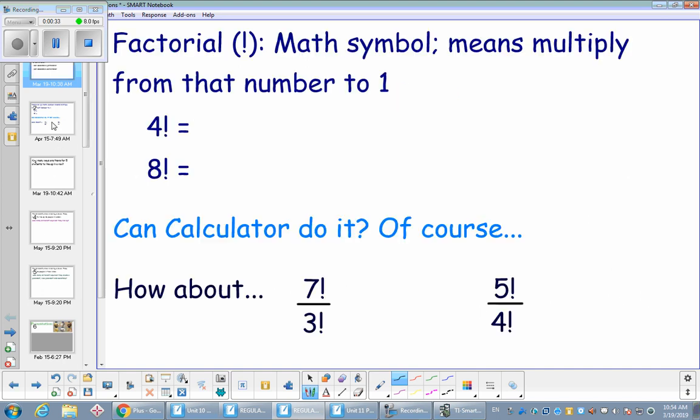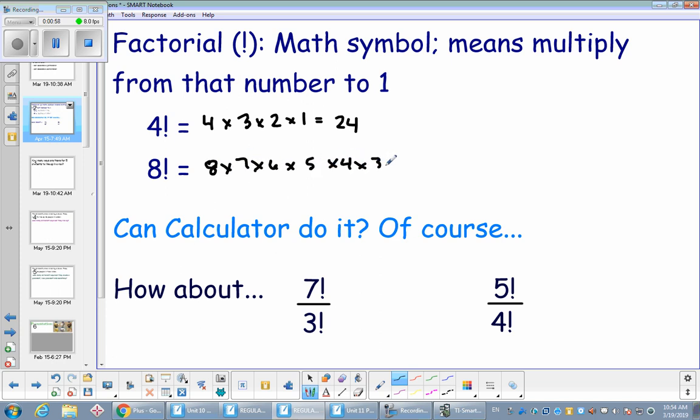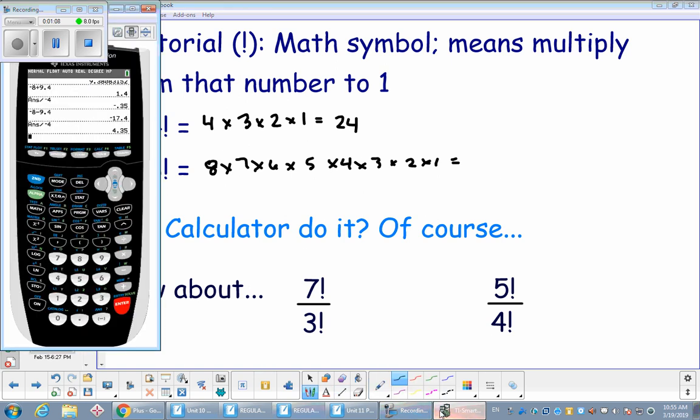So the first thing we're going to learn is what that factorial means. So it is just a math symbol. It's the exclamation point, but in math, it means that you just multiply all the numbers all the way down to 1. So 4 factorial will be 4 times 3 times 2 times 1. So you just multiply that. That's 12, 24. 8 factorial would be 8 times 7 times 6 times 5 times 4 times 3 times 2 times 1. So again, that exclamation point means you just multiply all the numbers from that all the way down to 1. And sometimes these are going to get big, so you're going to need to use your calculator.